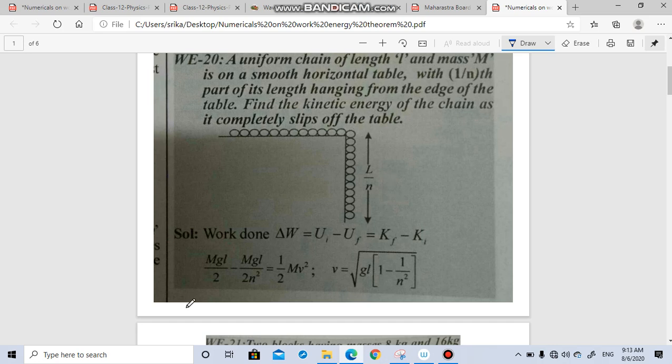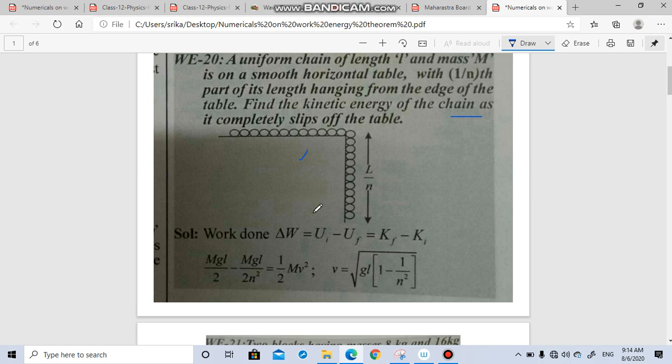A uniform chain of length L and mass m is on a smooth horizontal table with 1 by nth part of its length hanging from the edge of the table. Find the kinetic energy of the chain as it completely slips off the table. So a table is shown here and there is a chain. This is the initial position. Finally, the entire chain is slipping.